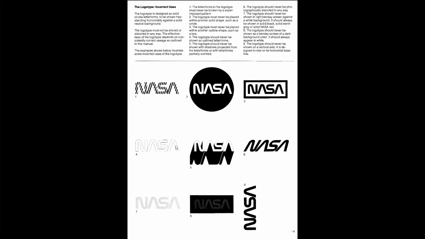You could actually do this using bromide cameras and things to get an outline result fairly easily, just with photographic techniques. So even on computers, this is really easy, of course, nowadays. The logo type should never be shown with shadows projected from the letter forms, or the letter forms partially outlined.